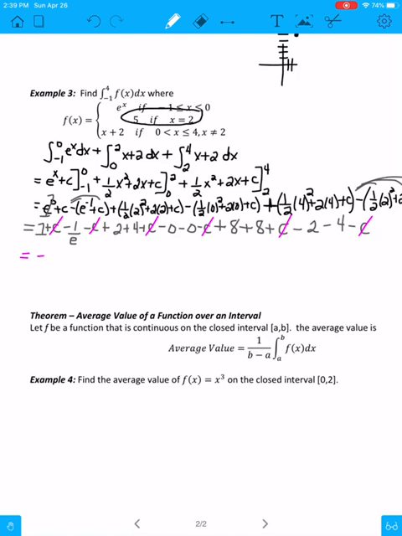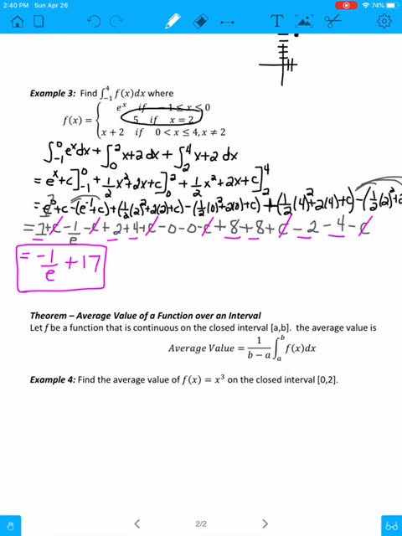So we're going to get negative 1 over e, and then we have to combine everything else. So 1 plus 2 is 3, plus 4 is 7, plus 8 is 15, plus 8 is 23, minus 2 is 21, minus 4 is 17. And there's your area under the curve.